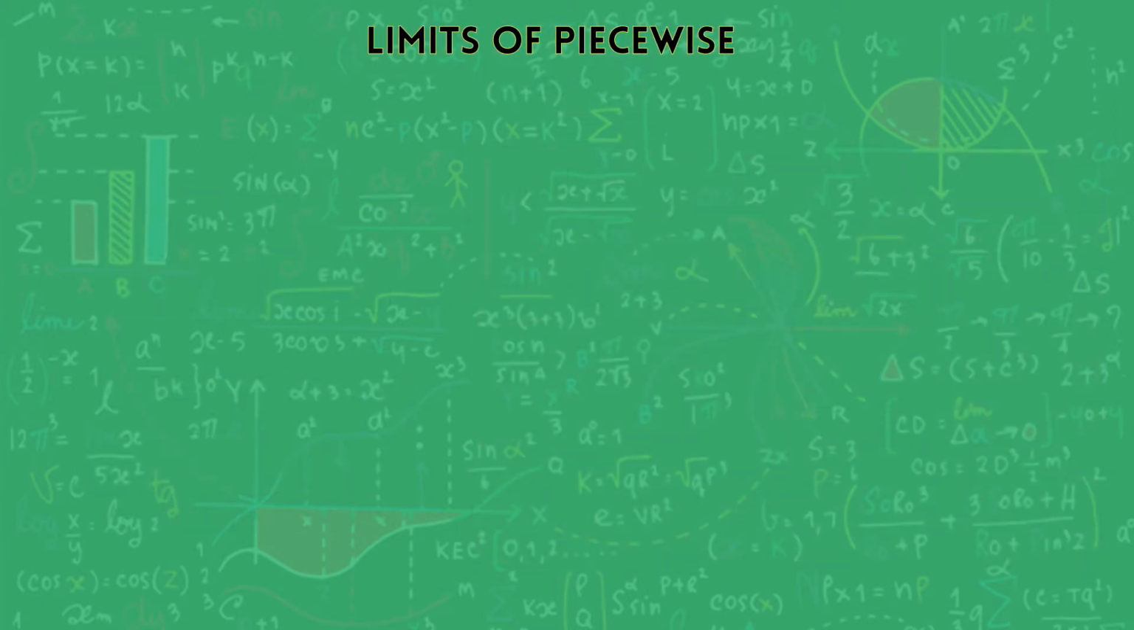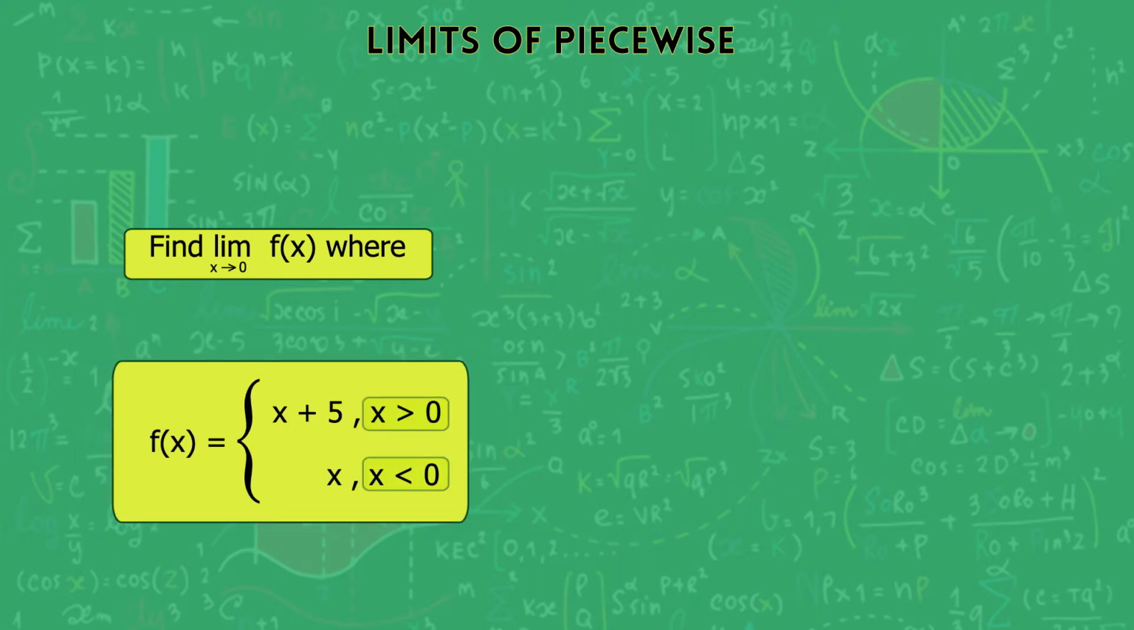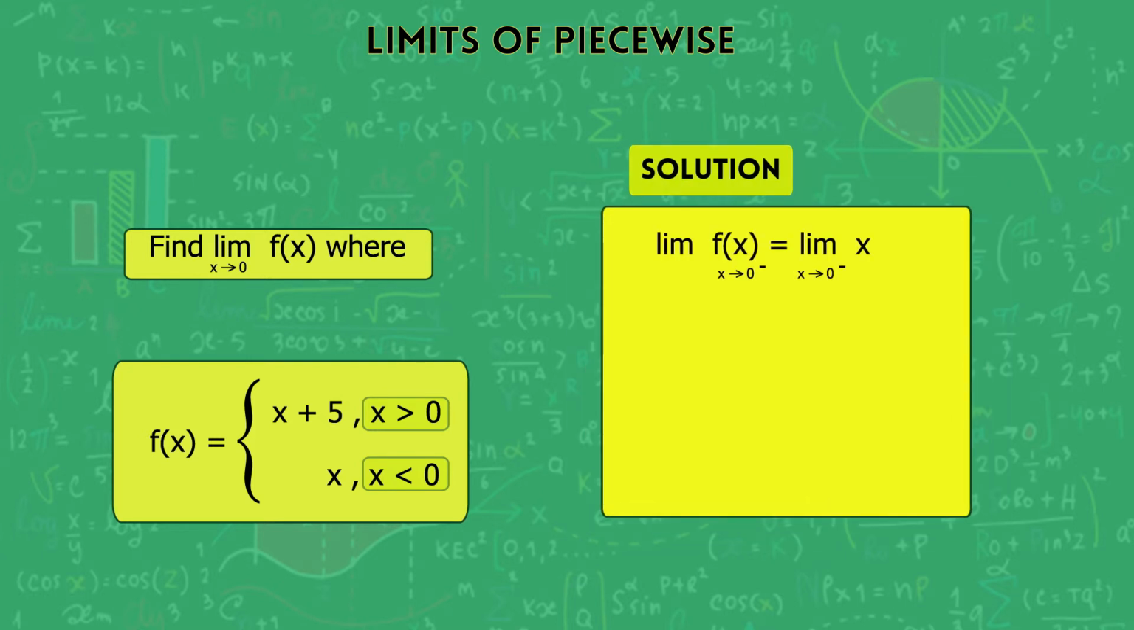Limits of piecewise functions. For example, find the limit of f of x, as x approaches 0, where f of x equals x, plus 5 and x. To find the limit of f of x, as x approaches 0 from the left, we look at x less than 0. Next, substitute f of x with x. Then, solve the limit.